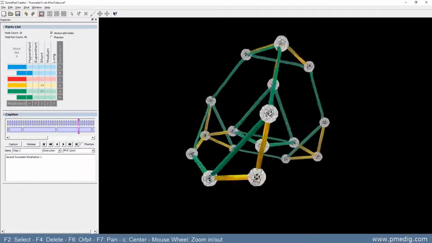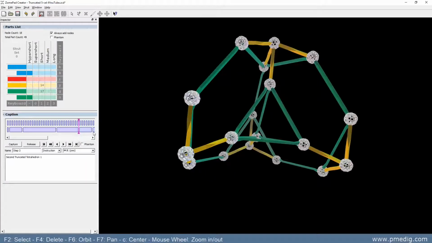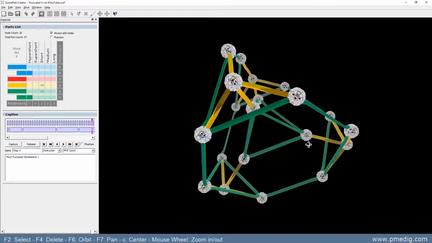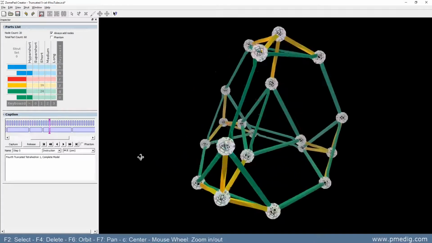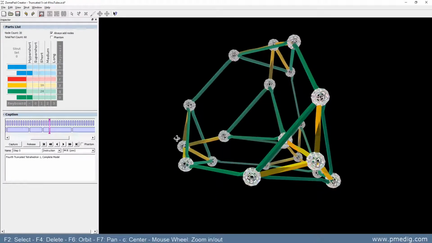Here is the second, the third, and the fourth truncated tetrahedron. The Zometool model is actually complete at this stage.